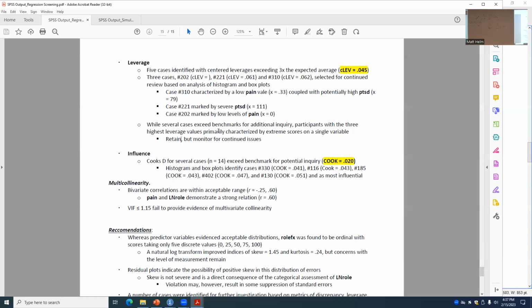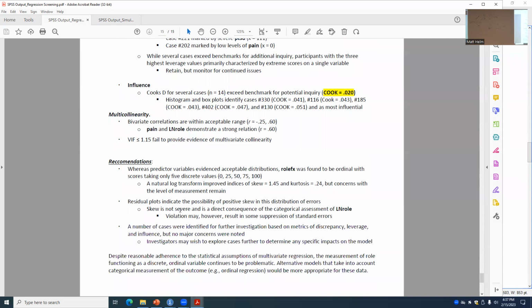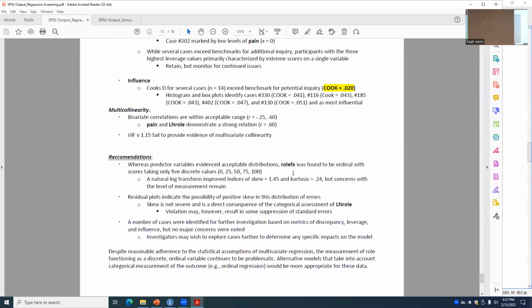Okay. So then we get down into our recommendations, saying acceptable distributions. Role functioning found to be ordinal with scores taken from only 5 discrete values. Natural log transform made things a little bit better, but still have concerns with levels of measurement. Okay. Residual plots, possible positive skew in this distribution, not severe. Sort of checking this off for our outcome variable.